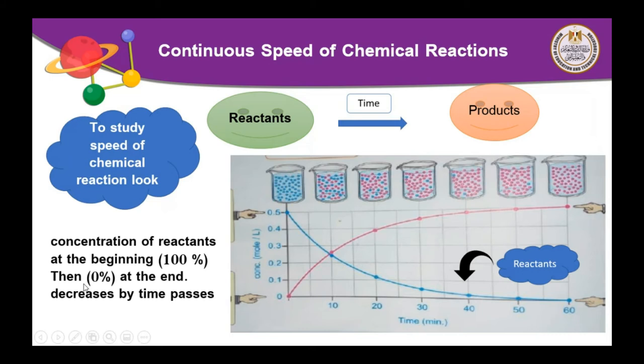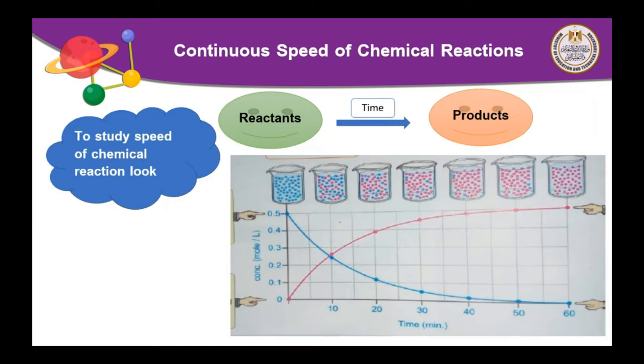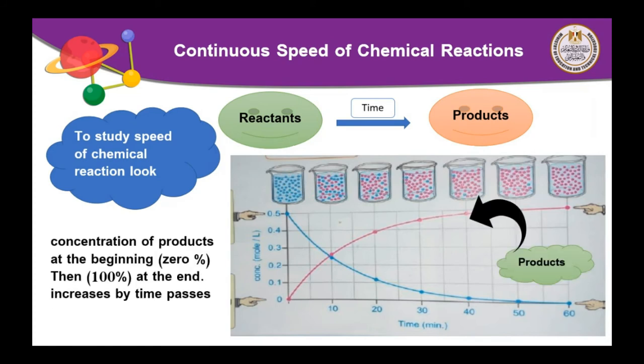What will happen after that? The product at the beginning of the chemical reaction, its concentration is 0. After a period of time, what will happen to the concentration of product? Yes, it increases to become 100% at the end of the chemical reaction. So we know the meaning of the speed of the chemical reaction from the previous part of this lesson. Speed of the chemical reaction can be determined by the change in the concentration of reactant and concentration of product.